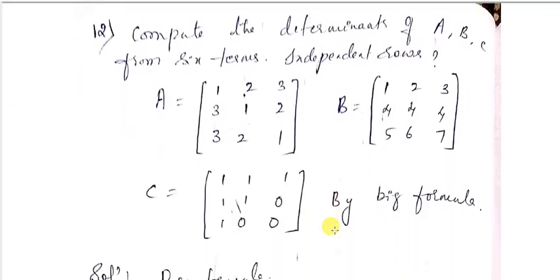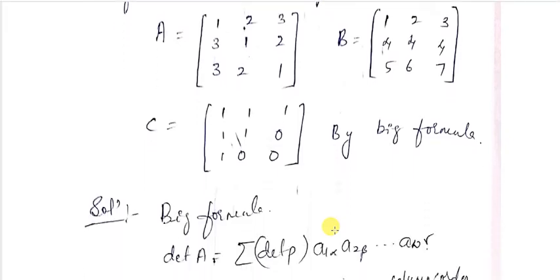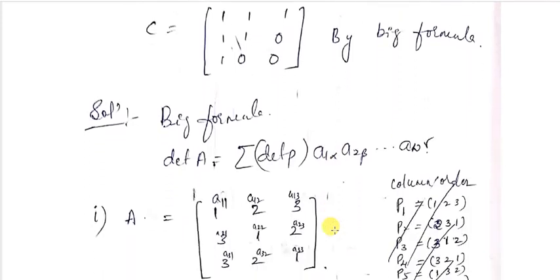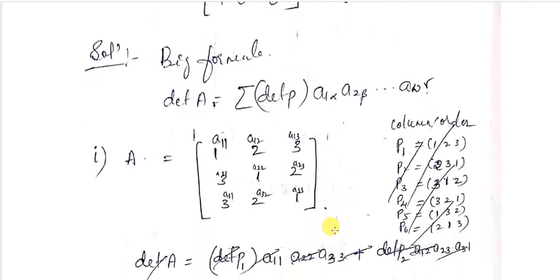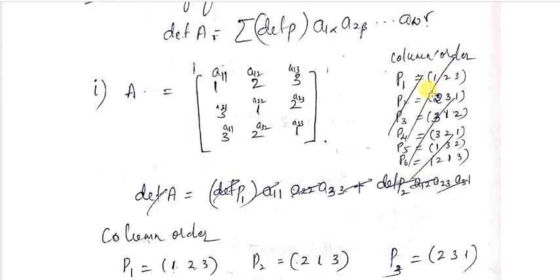So in this next problem, you have to find the value of the determinant of A by the big formula. As we know, the big formula corresponds to the permutation matrix and the order of the permutation matrix. That is, the determinant of A is equal to the summation of the determinant of the permutation matrix times A1alpha, A2beta and so on, Anγ, where alpha, beta and so on, gamma represent the column order. As I told you, a permutation matrix is nothing but a rearrangement of the ones in an identity matrix.